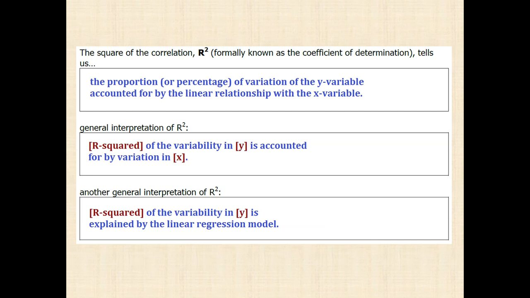Or the one on the bottom: R squared of the variability in y is explained by the linear regression model. Usually the R squared is written as a percentage rather than a proportion, which doesn't matter too much, but that is the convention there. The way that you compute it is fairly literal. You take R, the correlation, and square it.